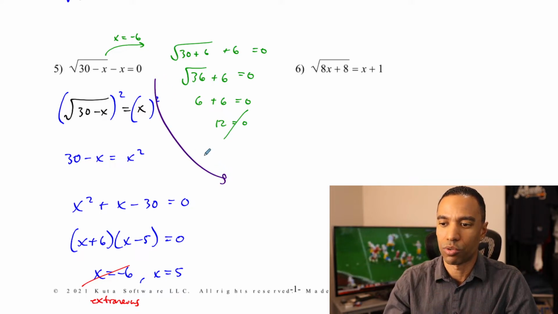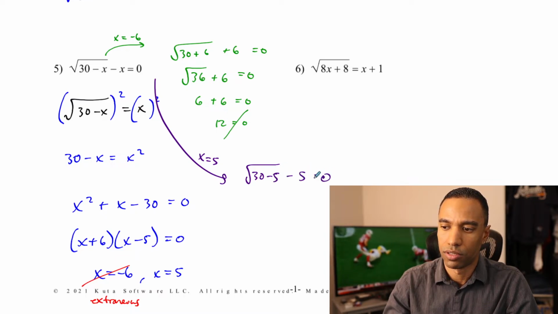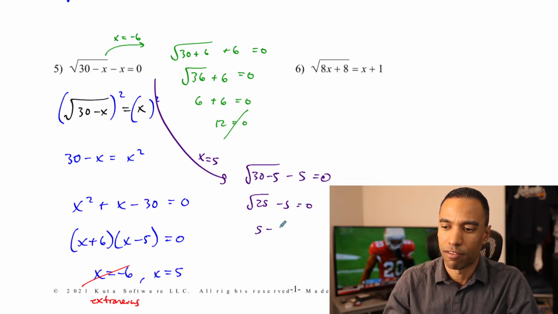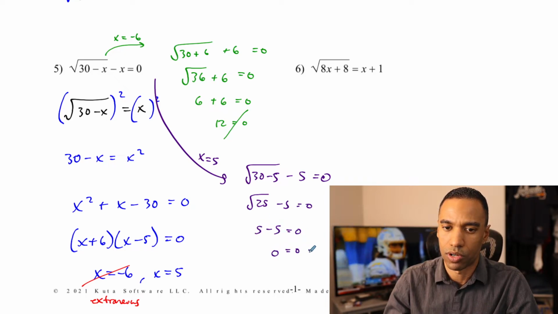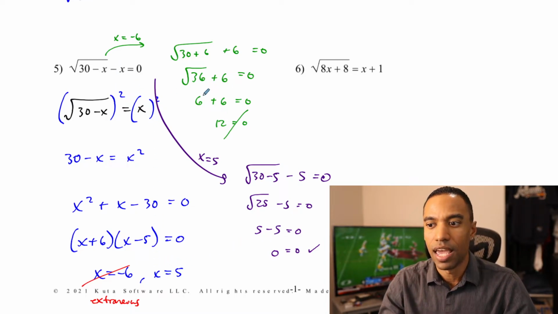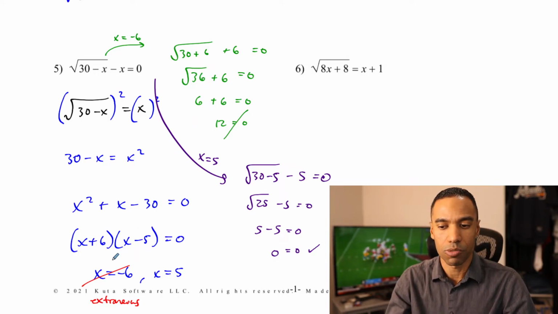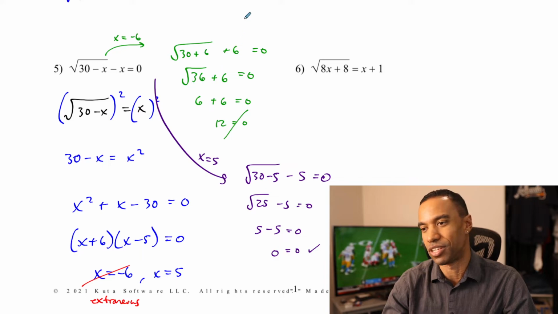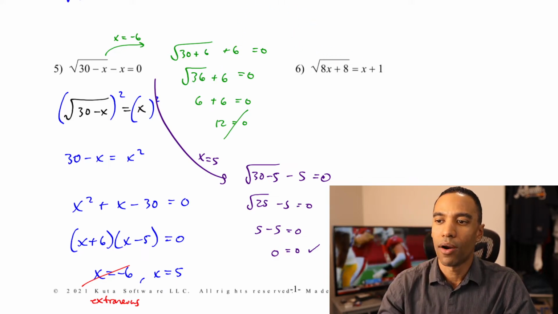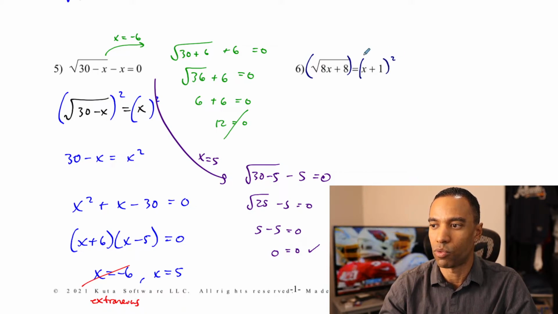Let's try it for x equals 5. Right here, that's square root of 30 minus 5 equals 0. So square root of 25 minus 5 equals 0, and 5 minus 5 equals 0, 0 equals 0. That does check out. So you can see that 5 does work, but negative 6 does not. It was a solution to this portion right here, and it wanted to be with a negative 6, but it didn't quite pan out. All right, this one, the radical's isolated right here, but on the other side, it's a binomial that will be squared.